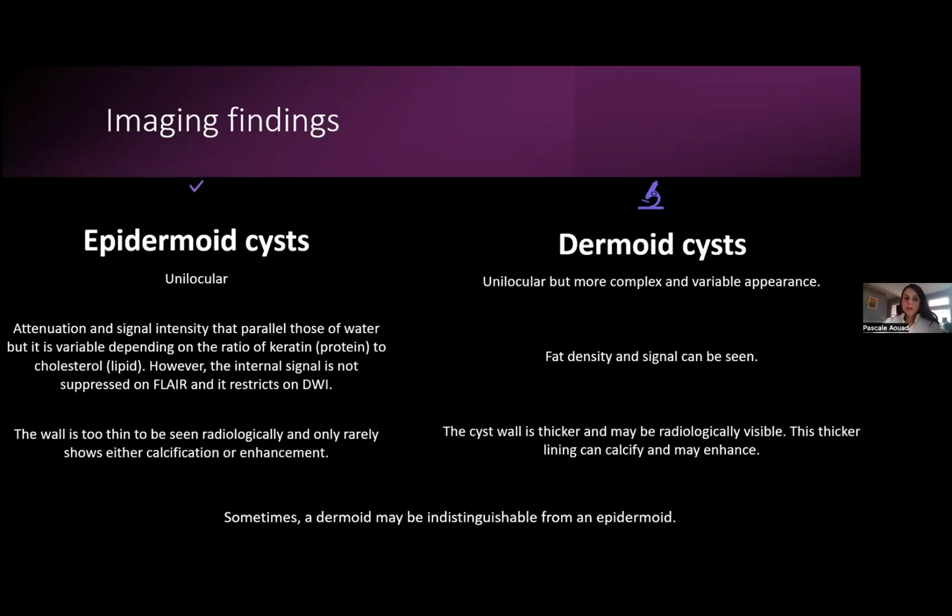As for the wall of the cyst, it's usually too thin in epidermoid cysts to be seen radiologically, and only rarely can we see any calcification or enhancement of the wall. On the other hand, in dermoid cysts the wall is usually thicker, and this can be radiologically visible. It can calcify and may enhance as well. But again, there's a lot of overlap between these two entities.